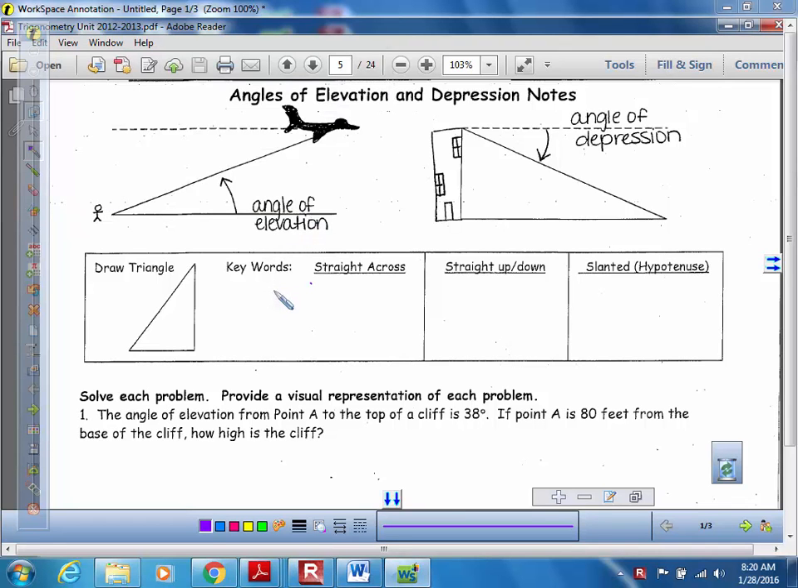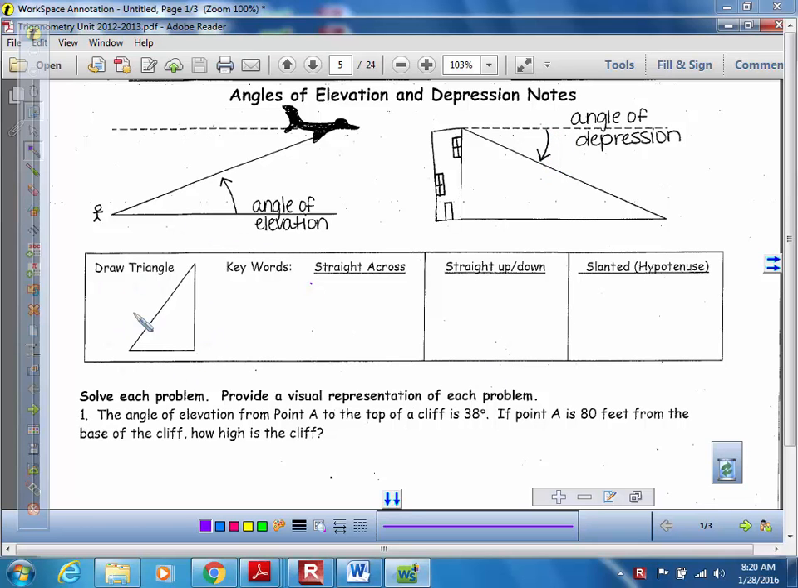Today we're going to talk about angles of elevation and depression. An angle of elevation is when we are going from the ground up to something, just like an elevator. You always take an elevator up. Yes, sometimes you take it down, but you first have to go up in it. And then angles of depression is when we are starting up and going down.